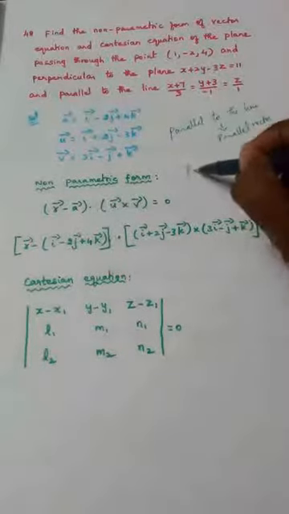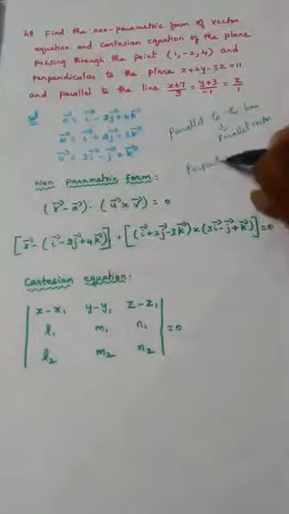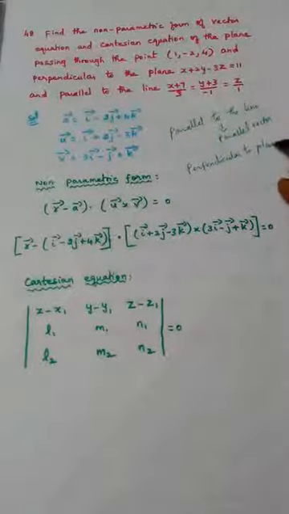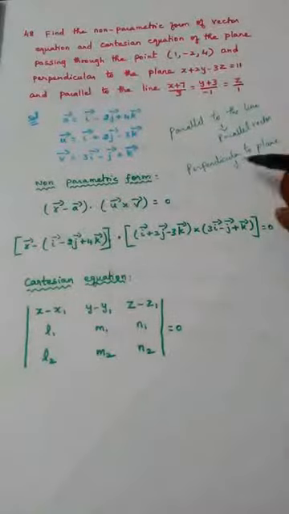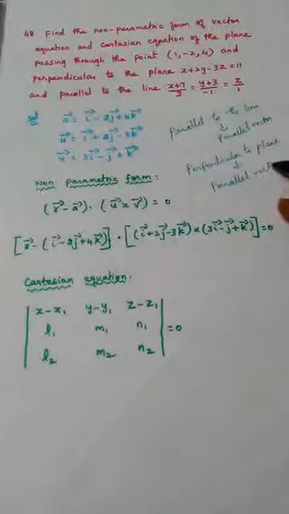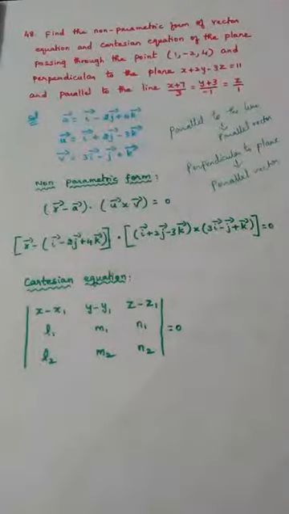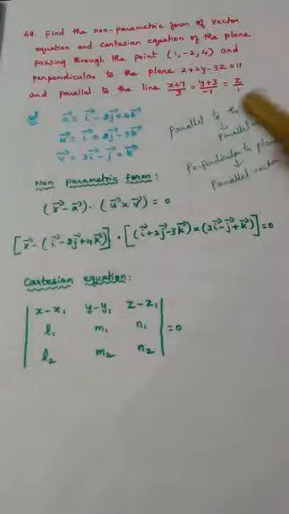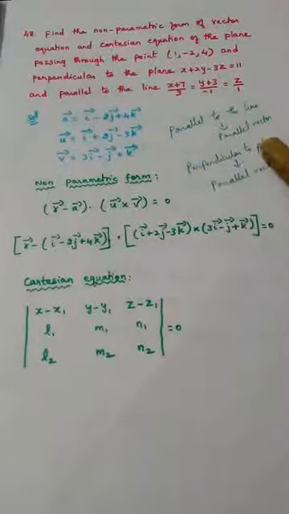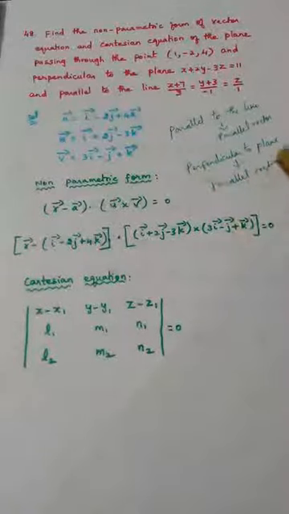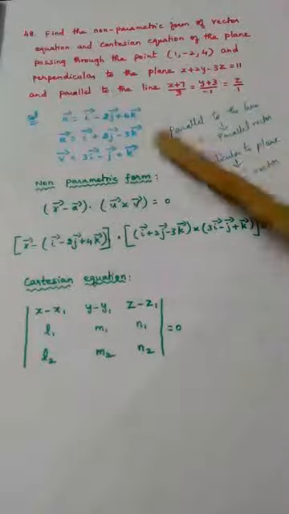And another thing, when it is given perpendicular to the plane, then also we can take a parallel vector from that. We can take parallel vector from that. Once again I repeat, parallel to the line means we can take parallel vector from that. When it is given perpendicular to the plane, then also we can take a parallel vector from that data. So keep this in your mind.